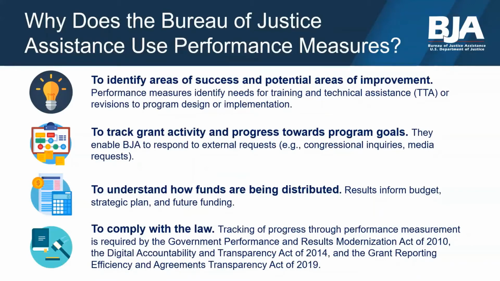BJA routinely receives data calls and requests, sometimes from Congress or the White House, and relies primarily on the data provided by grantees during reporting periods to respond to these inquiries. BJA and the Office of Justice Programs regularly track progress towards goals and report annual key performance indicators to leadership during budget formulation, as well as during ongoing yearly monitoring.